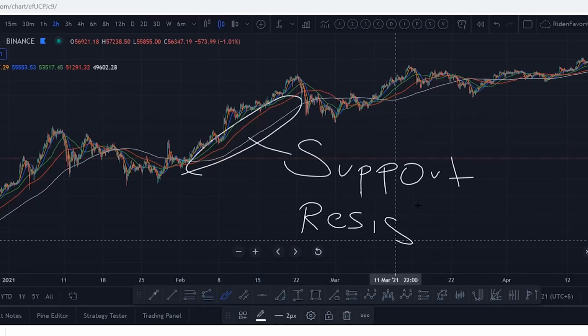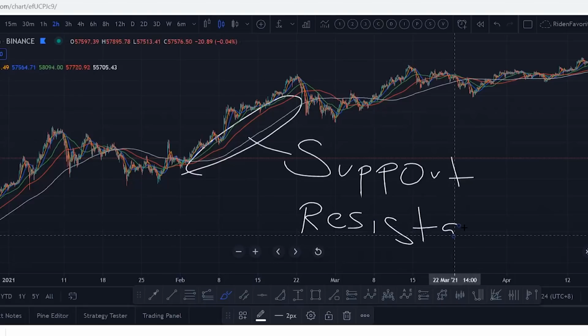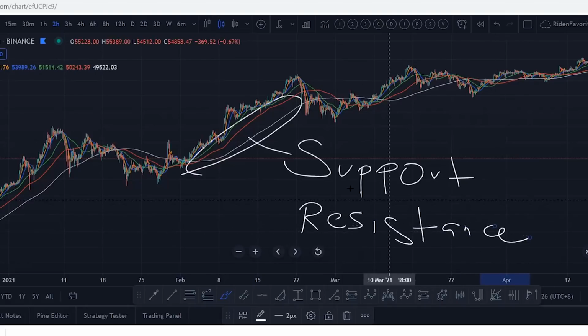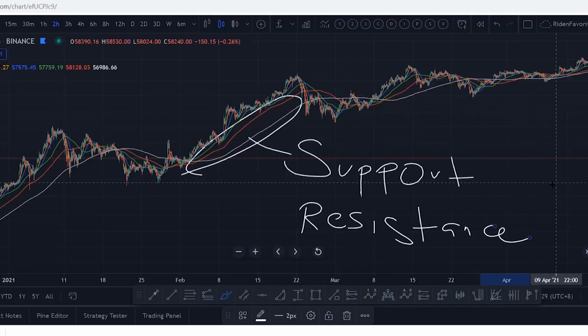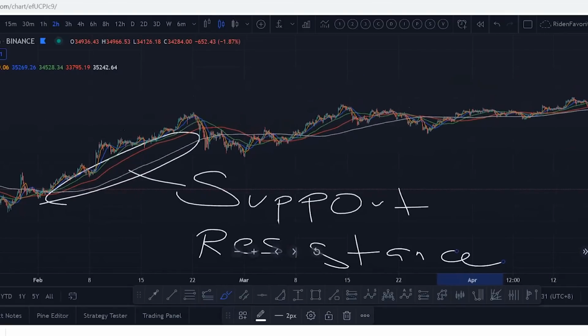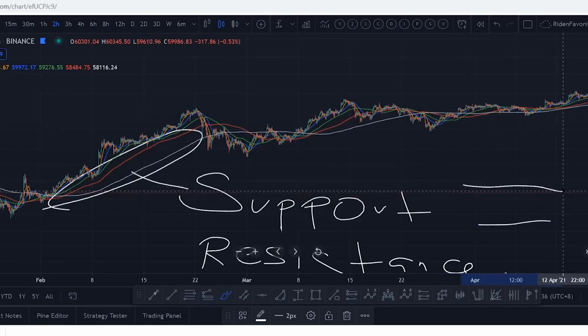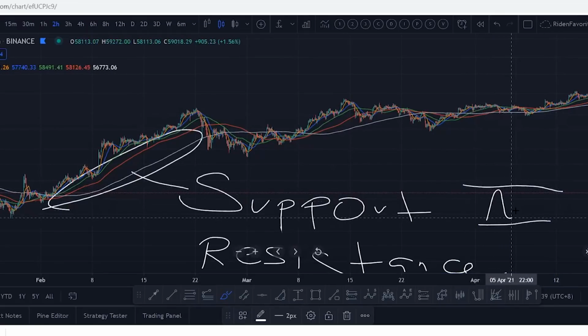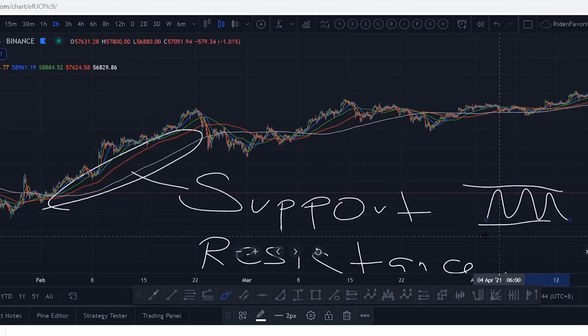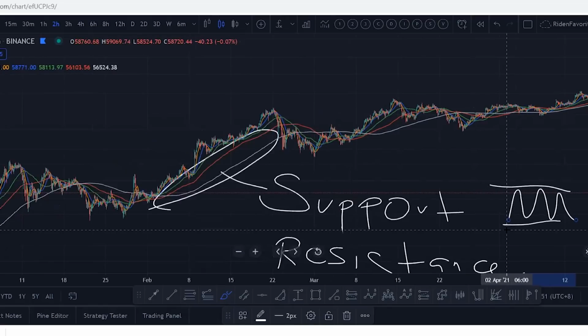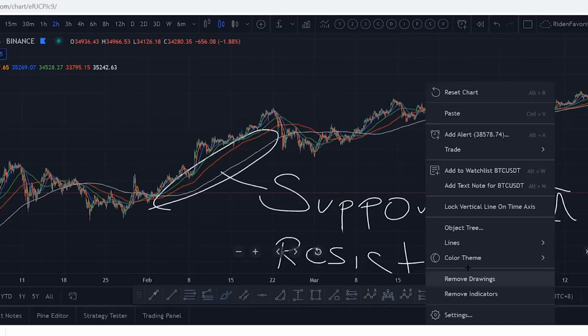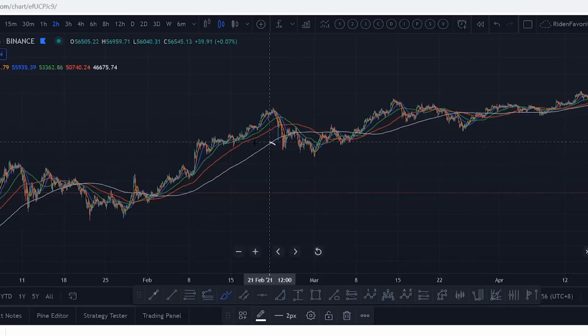So just to make a simple explanation for all the newbies, with support and resistance, the price action is normally bouncing up and down, and the support becomes the floor and the resistance becomes the ceiling. So normally whenever the price action is going up and down, it bounces off the support or the resistance. Sorry, support is the floor and the resistance is the ceiling. So that is a simple explanation. But right now we are more focused on the moving average.